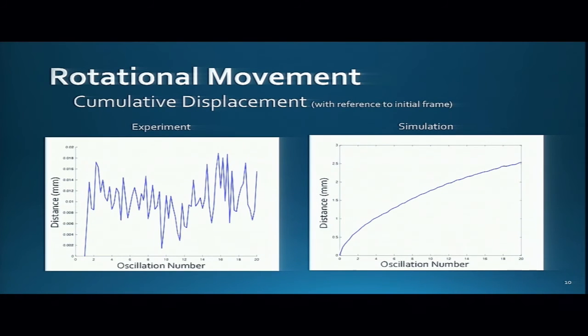So then looking at rotational movement, once again, you can see that the experiment data is pretty noisy. And again, if you looked at it for more oscillations, you would start to see a more similar trend to what we see in the simulation. But the simulation shows pretty clearly that the displacement of rotation is increasing pretty steadily over time. We do expect that this would level out if we went for longer, but the simulation takes a long time to run, so we don't have many more oscillations than that at this point.